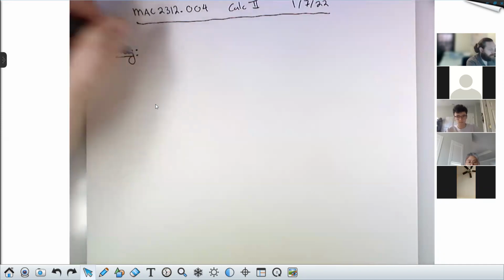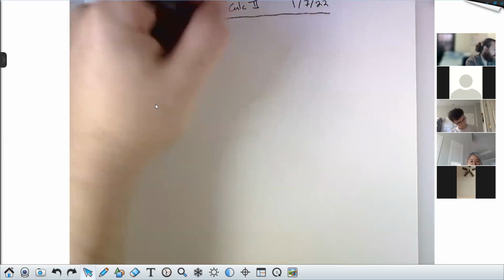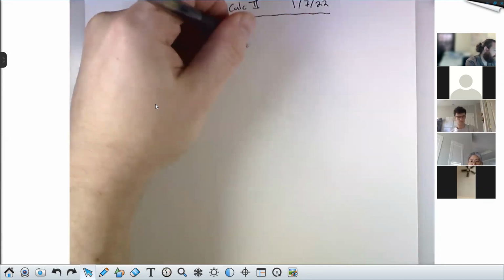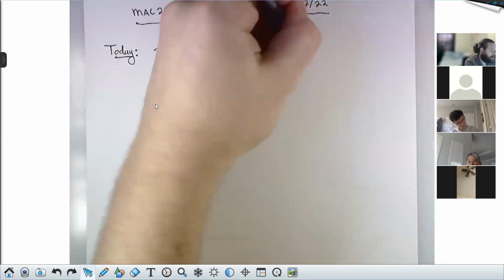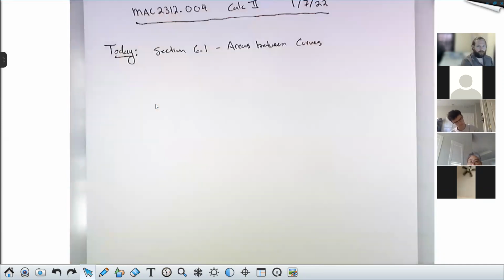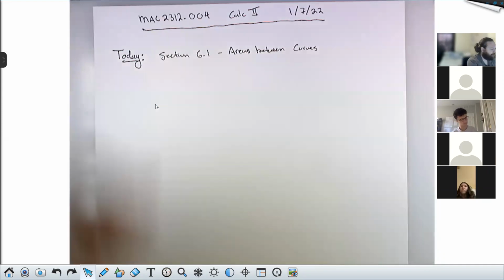Today we're going to cover two sections, one of which is a review section, 6.1. It's a section on areas between curves. And this is supposed to be taught in Calc 1. But like u-substitution, or the substitution rule, it's something I'm not 100% confident is always taught as well as it should be in Calc 1, so I want to spend just a little bit of time going back over it.